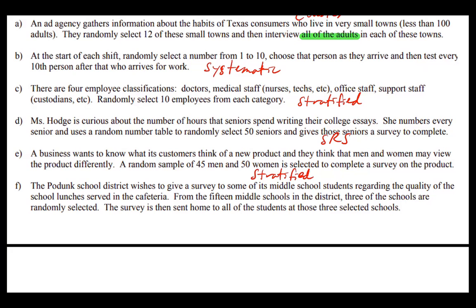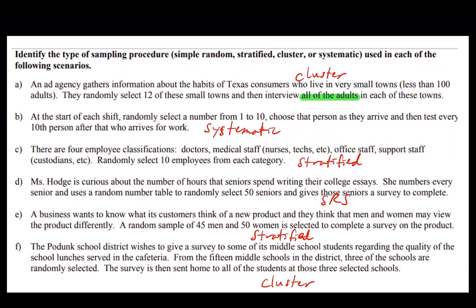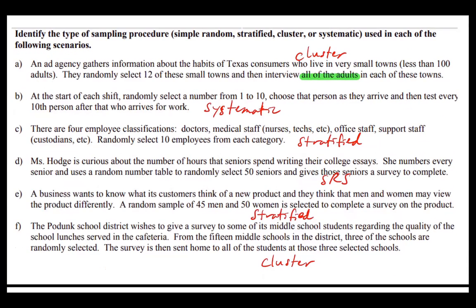F, the Podunk School District wishes to give a survey to some of its middle school students regarding the quality of school lunches served in the cafeteria. From 15 middle schools in the district, 3 of the schools are randomly selected. The survey is then sent home to all of the students at those selected sites. That is a cluster again, yeah. That is an example of cluster. Yep. Okay, so that was review from 4.1.